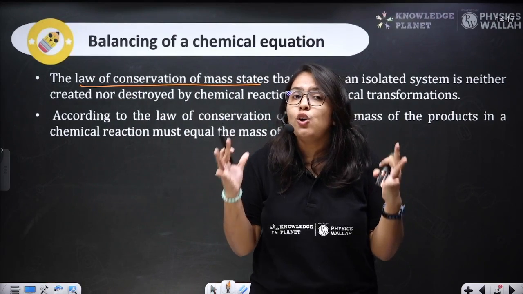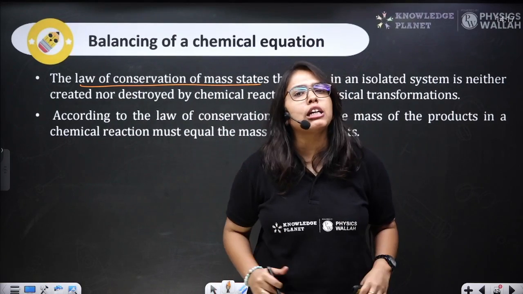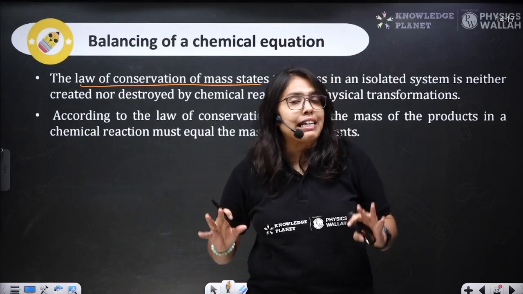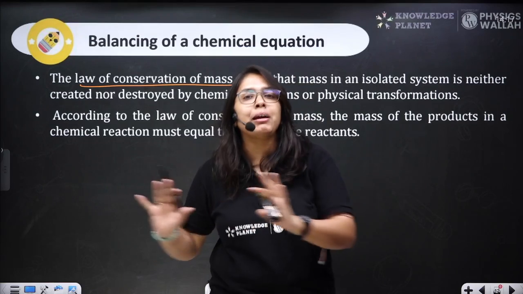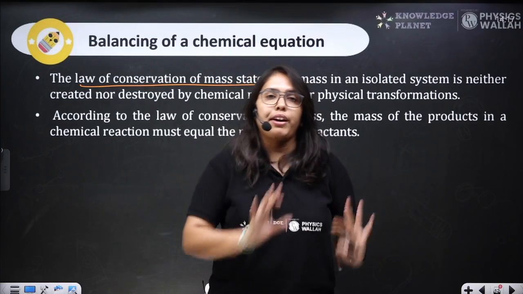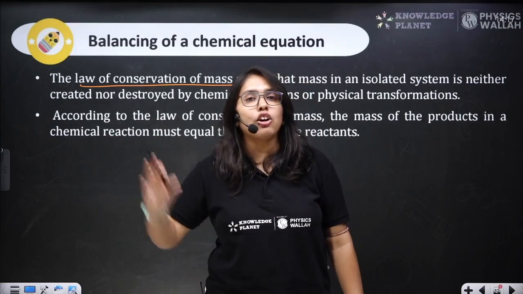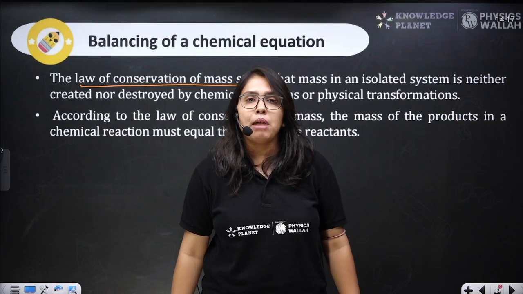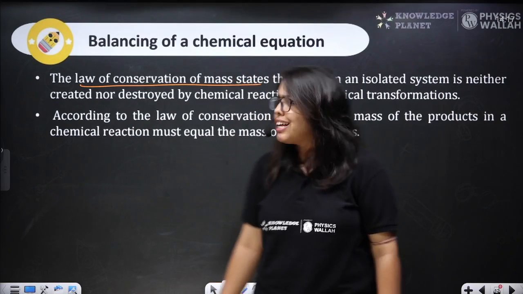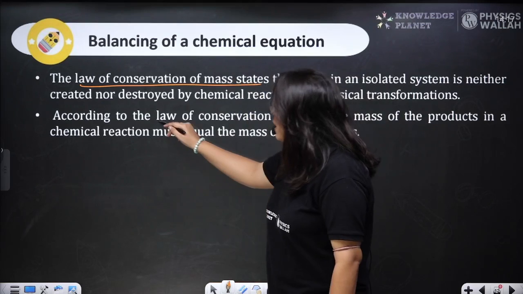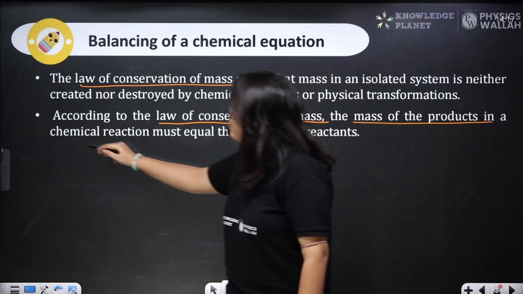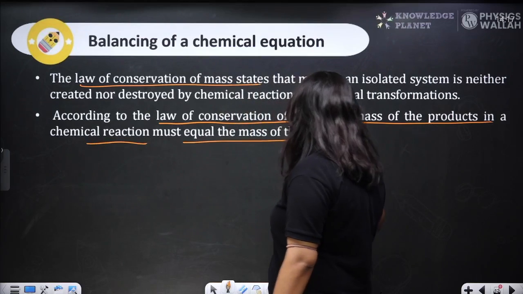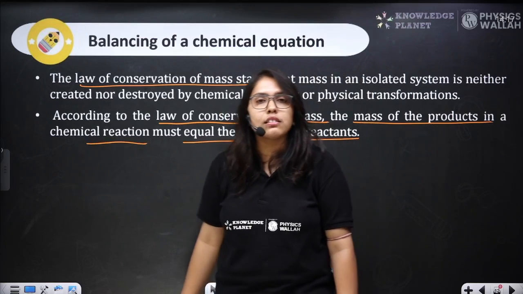What does this law state? In simpler terms, it basically states that mass can neither be created nor destroyed. You cannot create or destroy mass. That means, according to the law of conservation of mass, the mass of the products in a chemical reaction must be equal to the mass of the reactants.